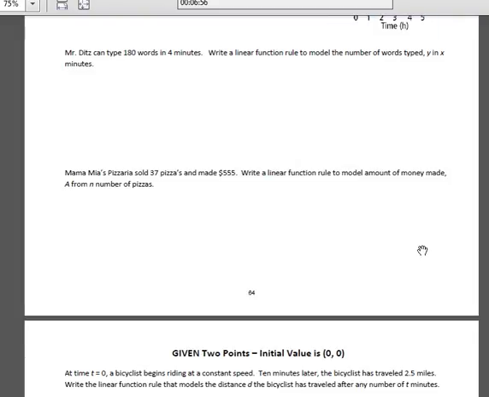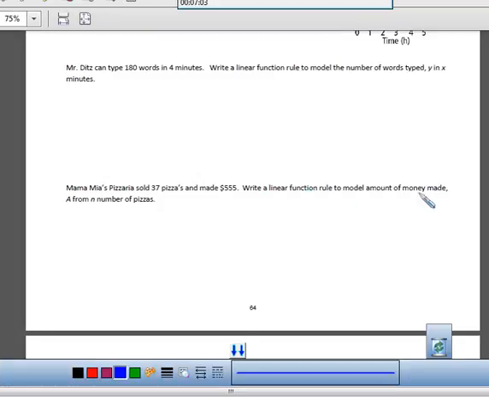Mamma Mia's Pizzeria sold 37 pizzas and made $550. Write a linear function rule to model the amount of money made, A, for n number of pizzas. So, the amount of money made, that's your output. So y is going to be A in this situation. And for n number of pizzas, n is going to be your input.